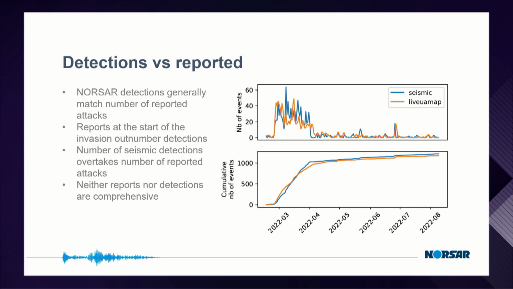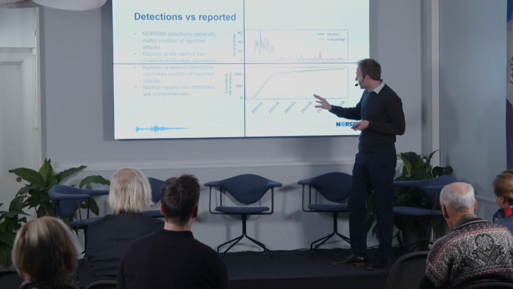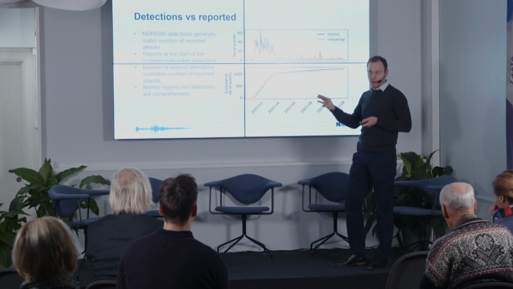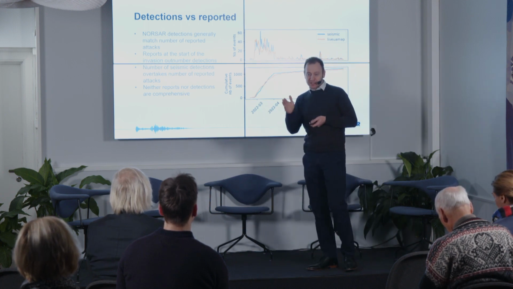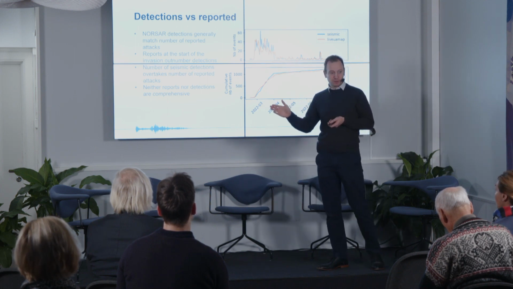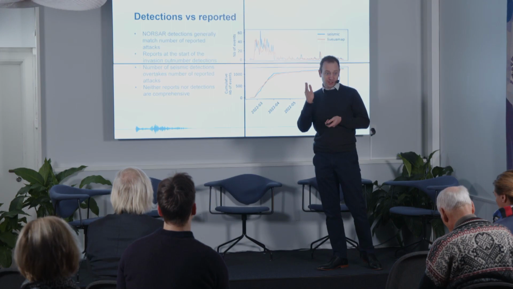So this is exactly what we've done for this particular region. And you can see our detections are the blue lines and the reports are the orange lines. I think this is perhaps the easiest graph to look at. And you can see, to begin with, there are more reports than what we detect. But in the end, we end up seeing a lot more detections than is actually reported. But the overall trend is that we are matching what is being reported. So this is a nice verification of what is being reported using seismic data, which is objective.